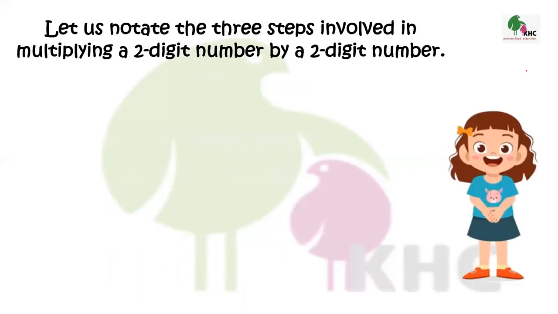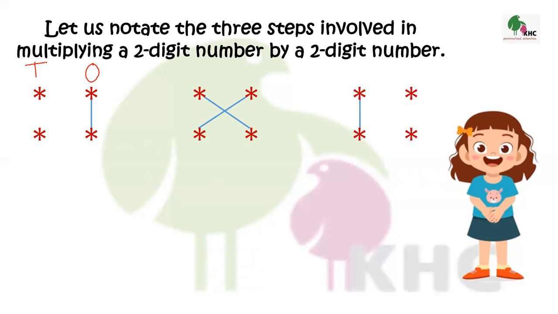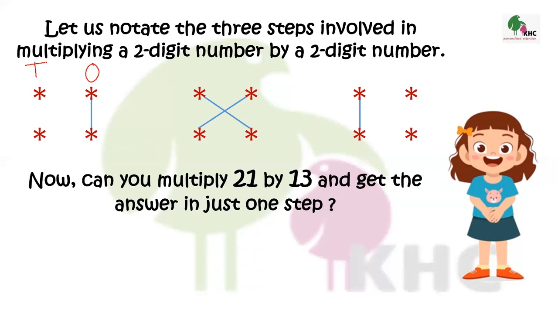So if you have to notate the 3 steps involved in multiplying a two-digit number by a two-digit number, what were the steps? Number 1 step was to vertically multiply the ones digit. Next is to crisscross or cross multiply the digits and find their sum. The third step is to vertically multiply the tens digit. This way, you'll get your answer.